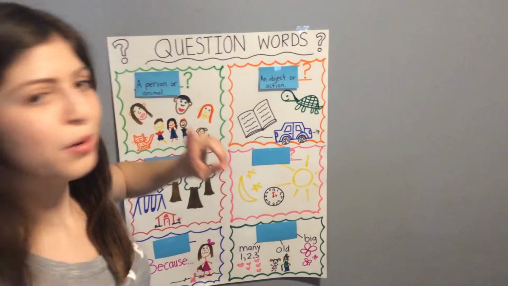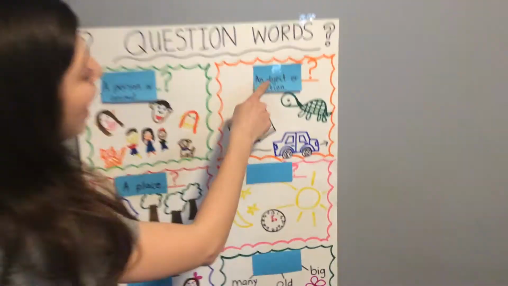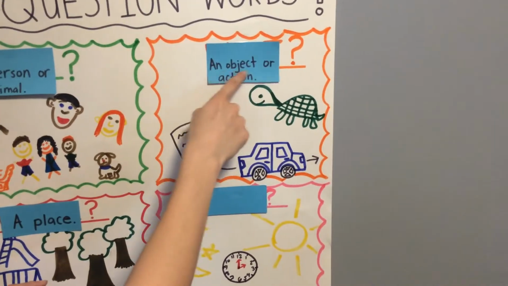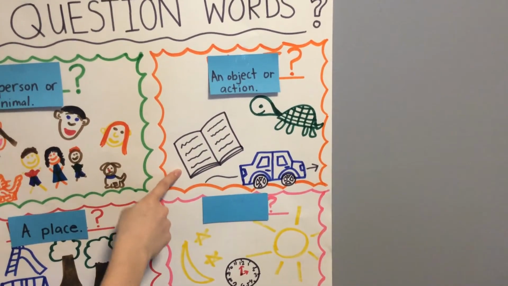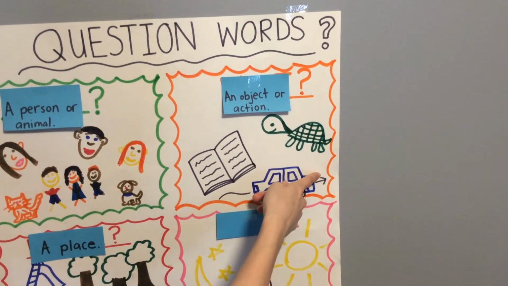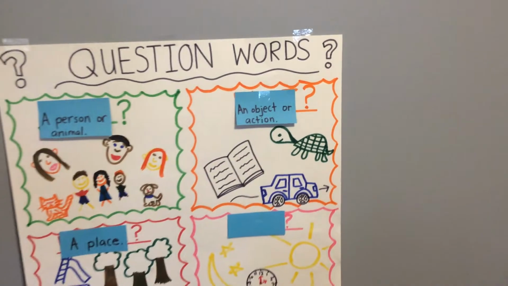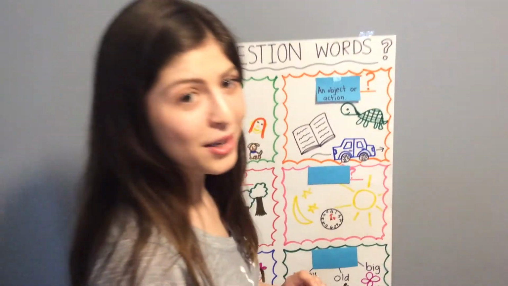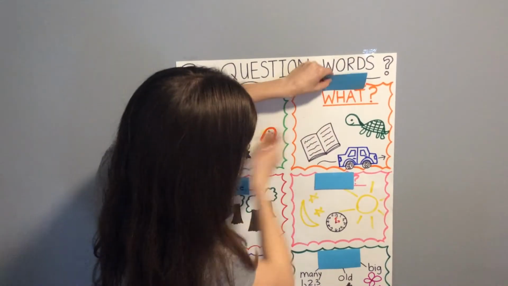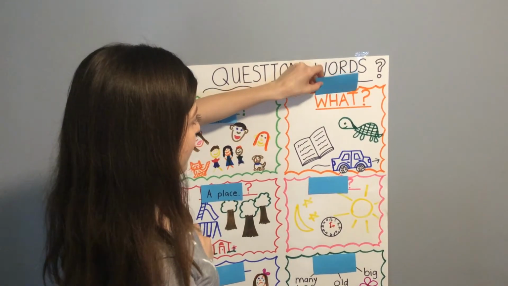Okay, let's look at this one over here. This is the second W word that we were looking at in our video. So it's an object or action. We have a book here, a turtle, and then it looks like a car that's moving. I want you to think about what that W word is. Go ahead and say it out loud. Let's see if you're right. It's what. If you said what, then you are correct.